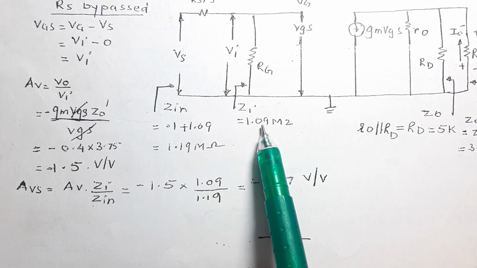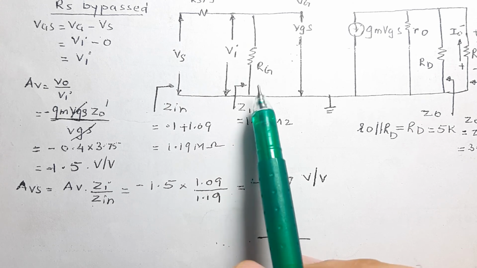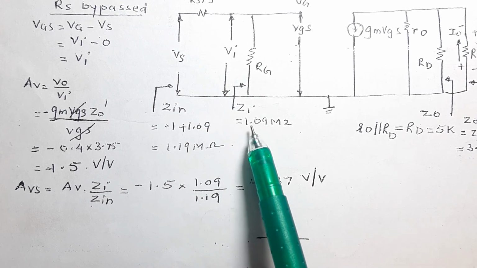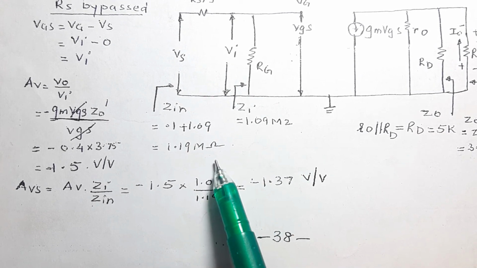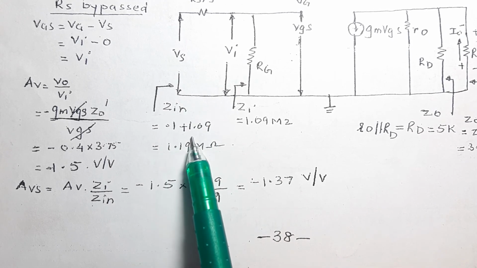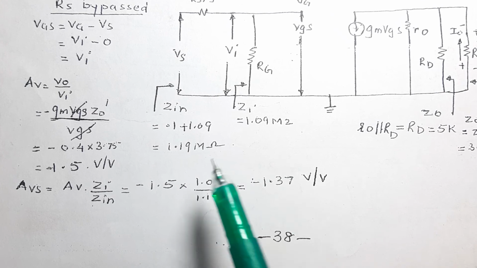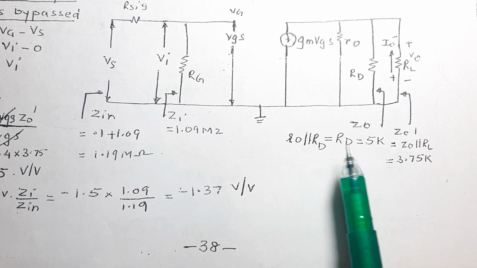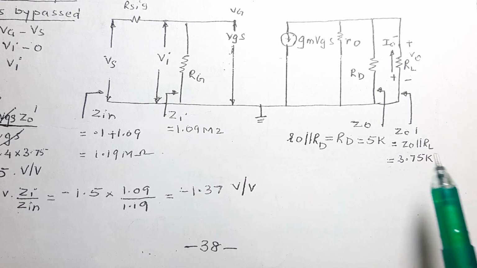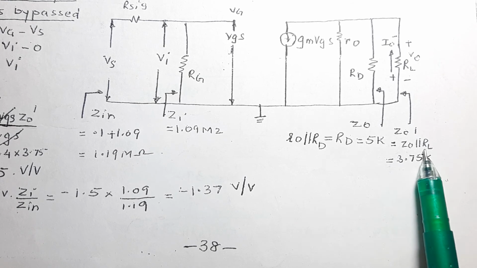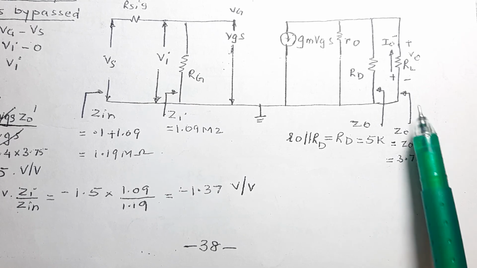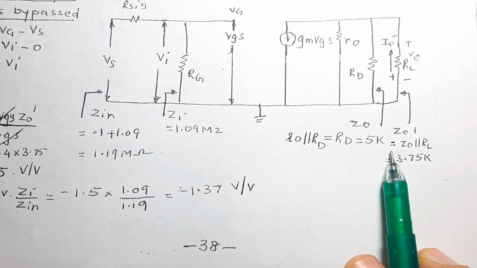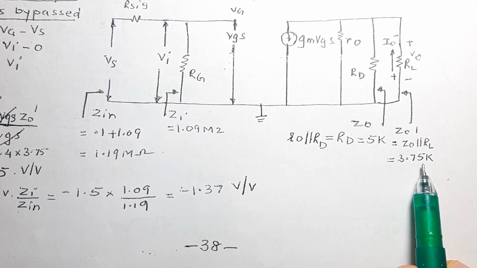Now your Zi is directly given to you as the one you are looking at from this point, standing at this point and looking into the network, so it becomes 1.09 megaohms. Over here Zin becomes 0.1 plus 1.09, which is nothing but 1.19 megaohms. Your ZO is calculated as RD, which is equal to 5k, and your ZO dash is calculated as ZO parallel RL, which is 5k parallel RL, the value of which was given as 15k. The resultant will be less than that, so it is nothing but 3.75k.